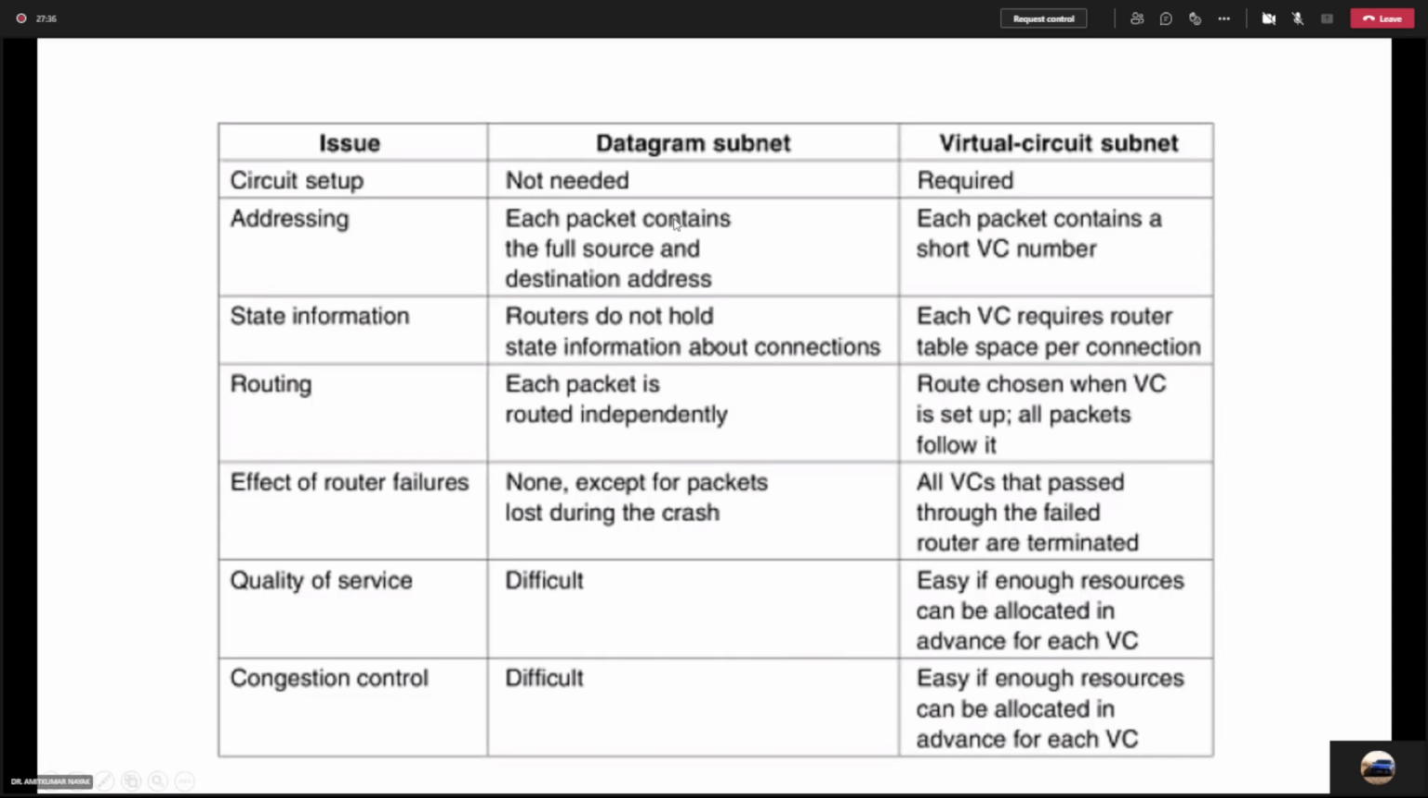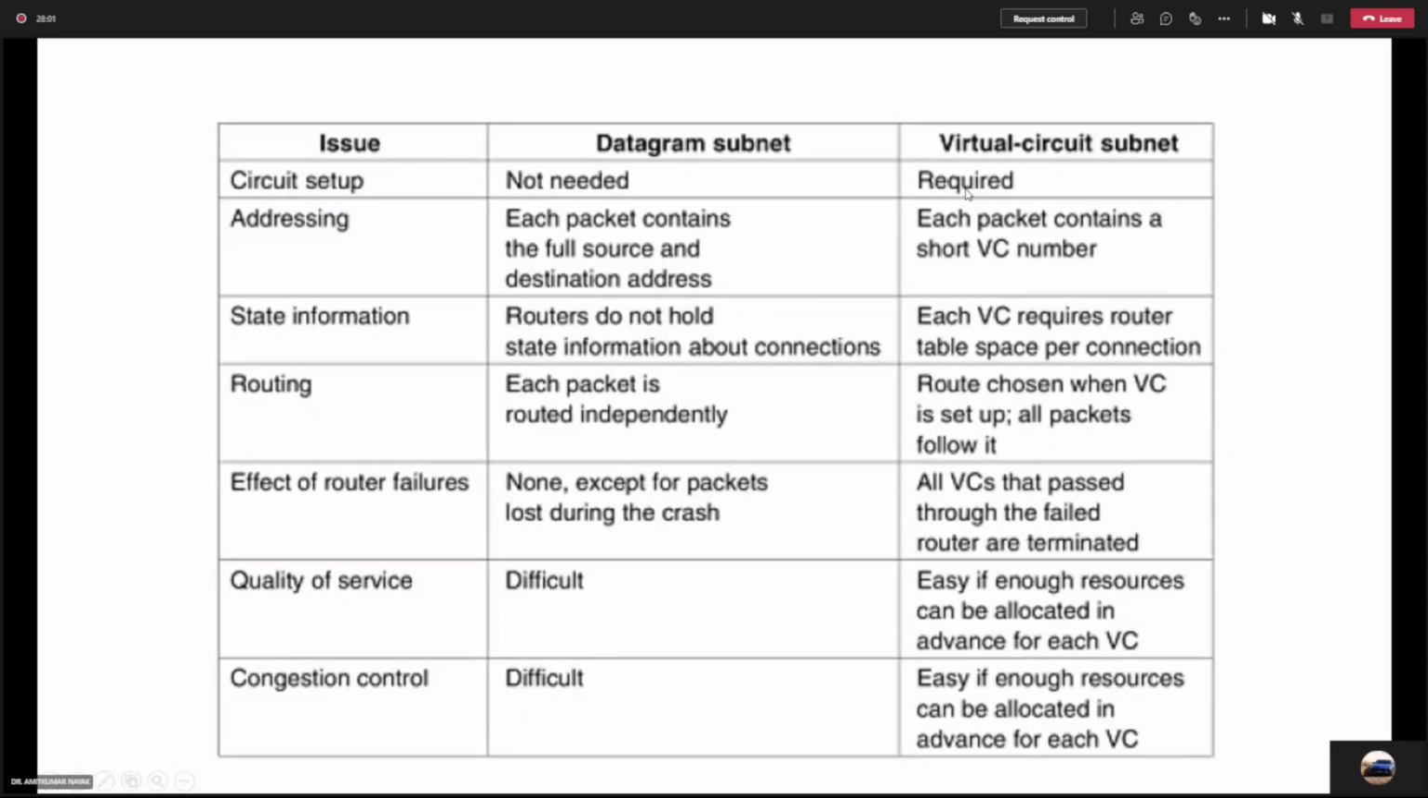Now let me compare the issues one by one. So the first issue is circuit setup. I am discussing all the issues which are available on your screen. So circuit setup, it is written that no circuit setup is required in datagram subnet, whereas circuit setup is required in virtual circuit subnet.